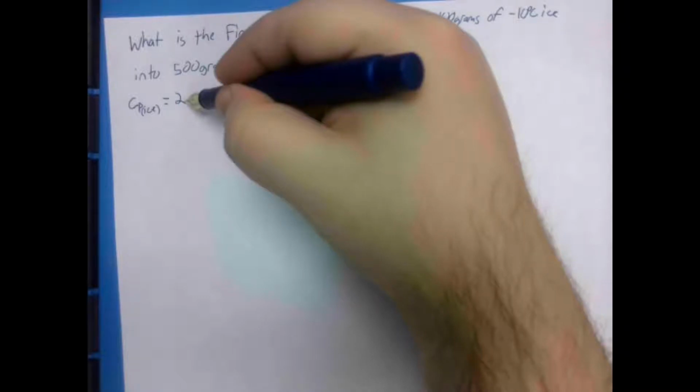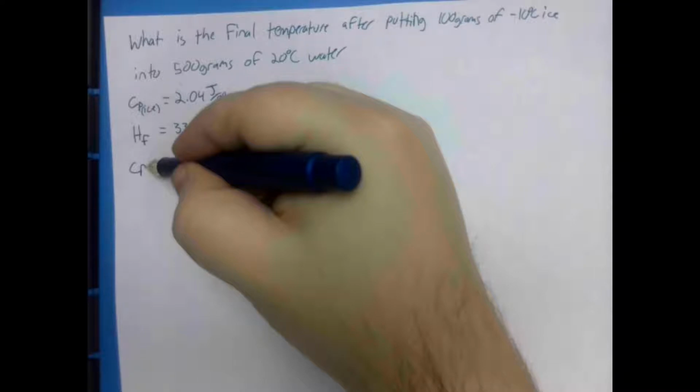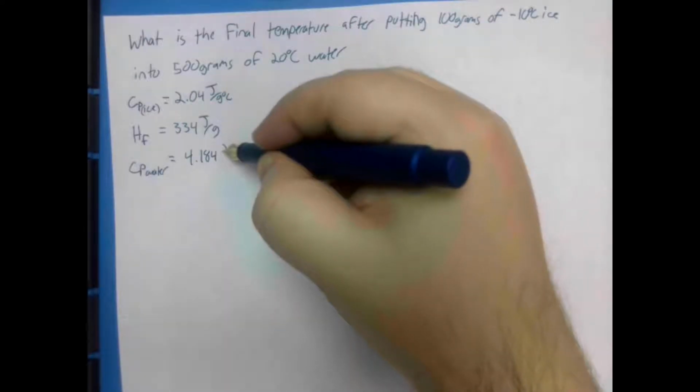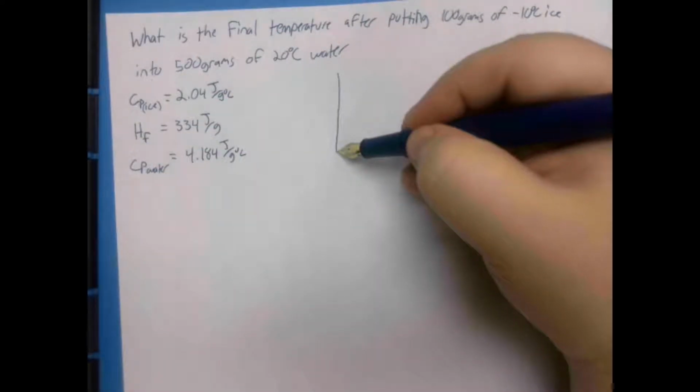So, CP for ice, we will use 2.04 joules per gram degree Celsius. The heat of fusion of water is 334 joules per gram. And the CP of water is 4.184 joules per gram degree Celsius. So we can draw a little picture.